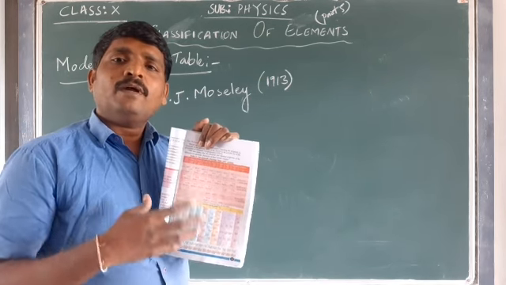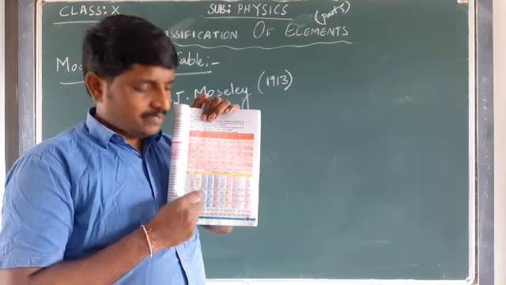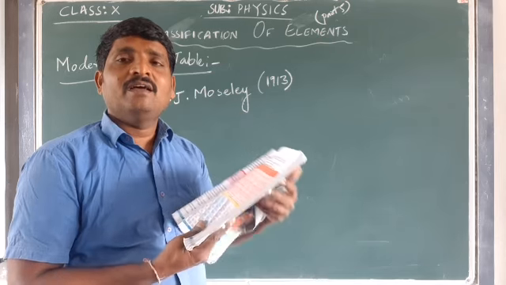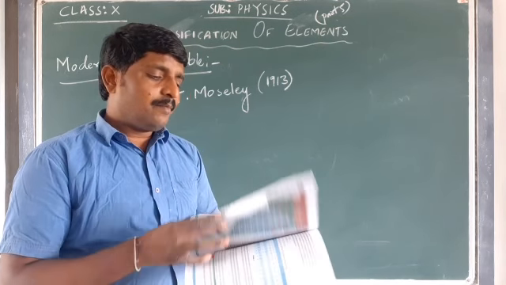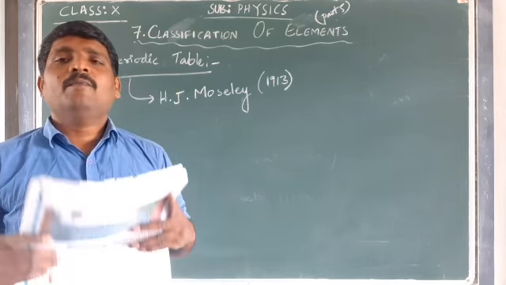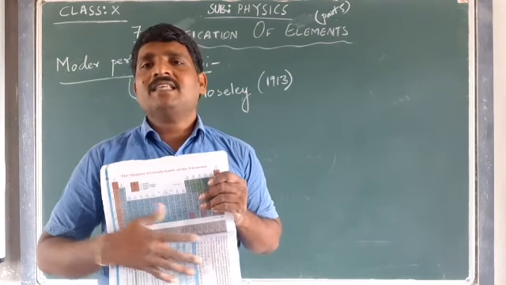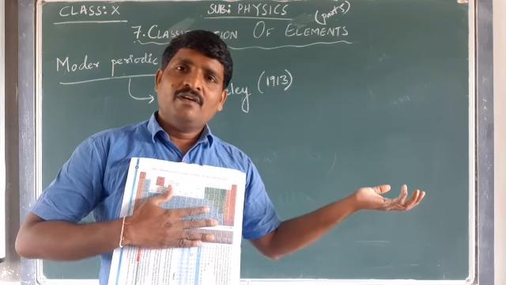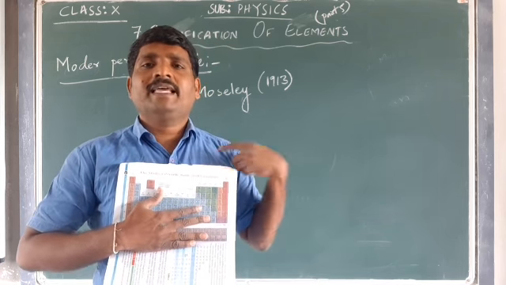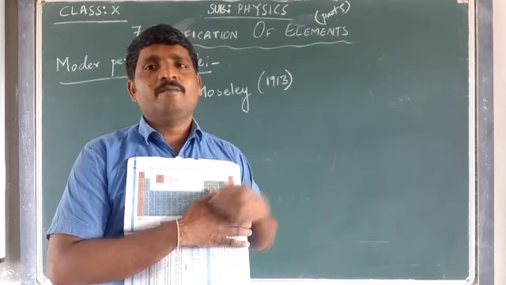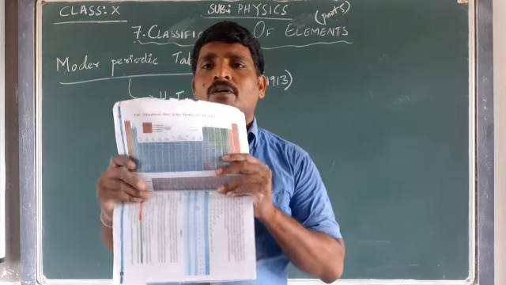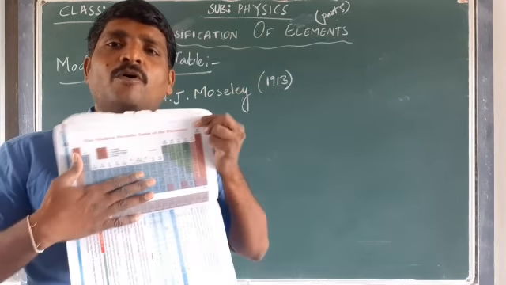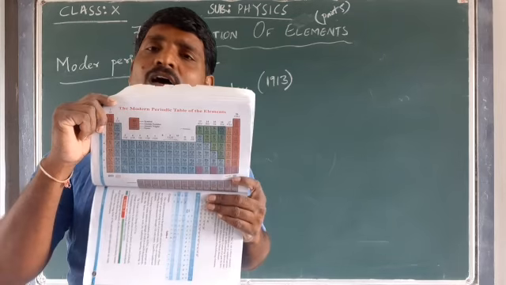In order to overcome all the demerits in the arrangement of the elements proposed by Mendeleev, H.J. Moseley changed his ideas, adopting some important features suggested by Mendeleev. Moseley proposed this arrangement of elements, which is called the modern periodic table, which is now in existence.